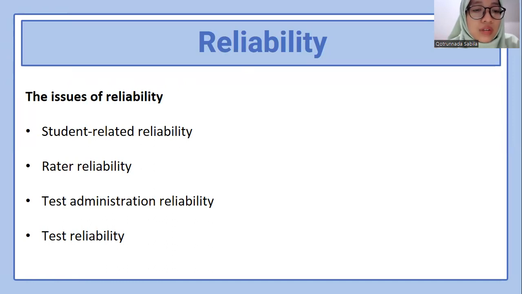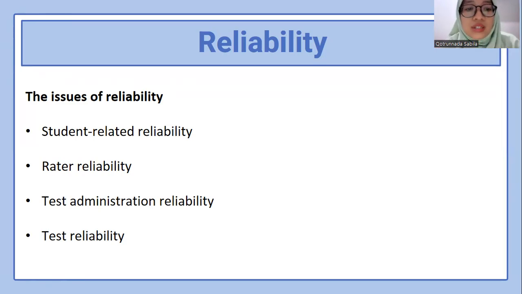Meanwhile, intra-rater reliability is a common occurrence for classroom teachers because of unclear scoring criteria, fatigue, bias toward particular good and bad students, or simple carelessness. And then test administration reliability. Unreliability may also result from the conditions in which the test is administered.